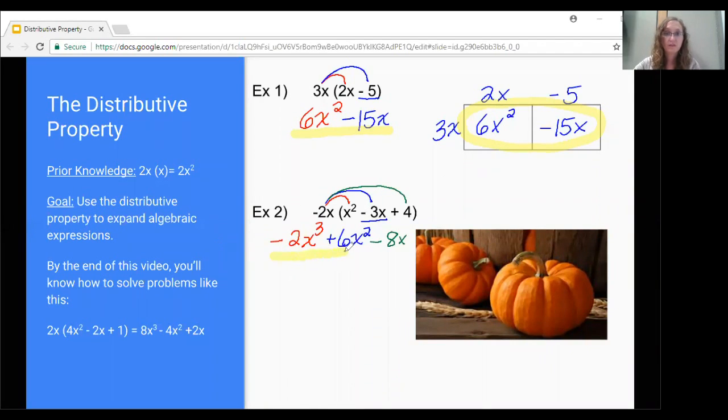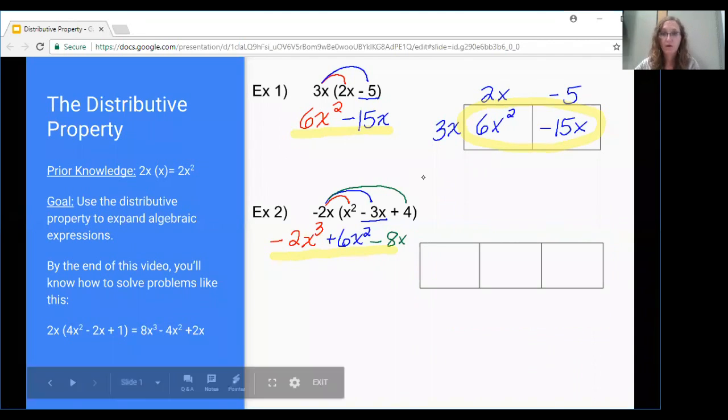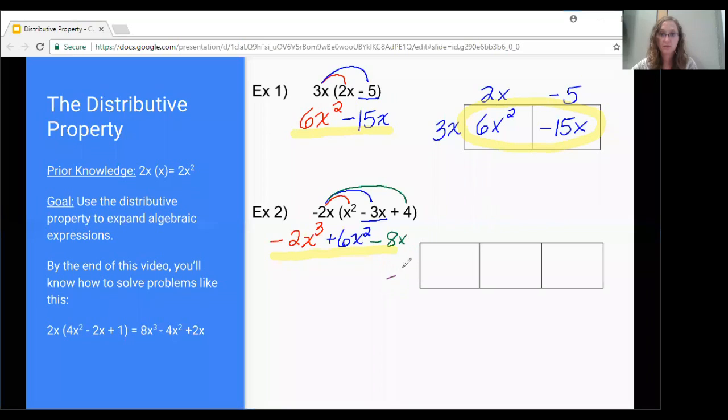Again, if keeping all that straight and keeping it laid out and organized is tough for you, you could always use the little box method again. So we'll take a look at that for this one, what that would look like. So here we would have the negative 2x out to the side here. And then up top, we're going to have the x squared, the negative 3x, and then the positive 4.